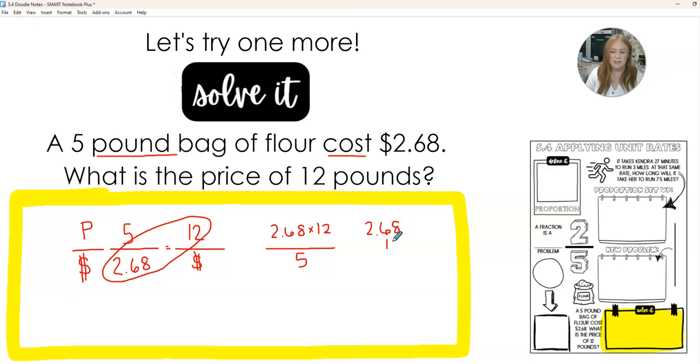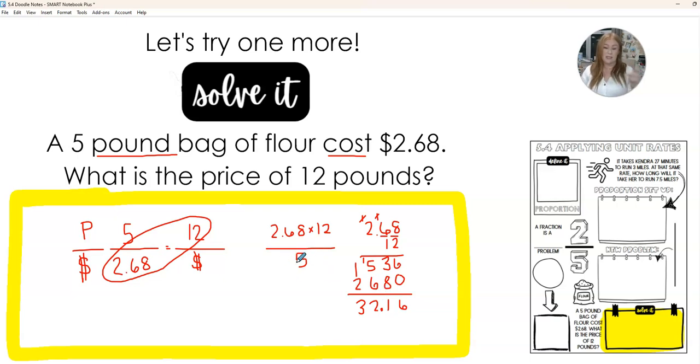So 268, and we're timesing that by 12. 8 times 2 is 16. 12 plus 1 is 13. 2 times 2 is 4, plus 1 is 5. Okay, done with those ones. Placeholder, 1 times 8, 8, and 1 times 6, and 1 times 2. So we're adding those up. So there's 6, 11. 11 plus 1 is 12. 2 plus 1 is 3, and I have 2 decimal places. So now we're at $32.16, but that's not our final answer.